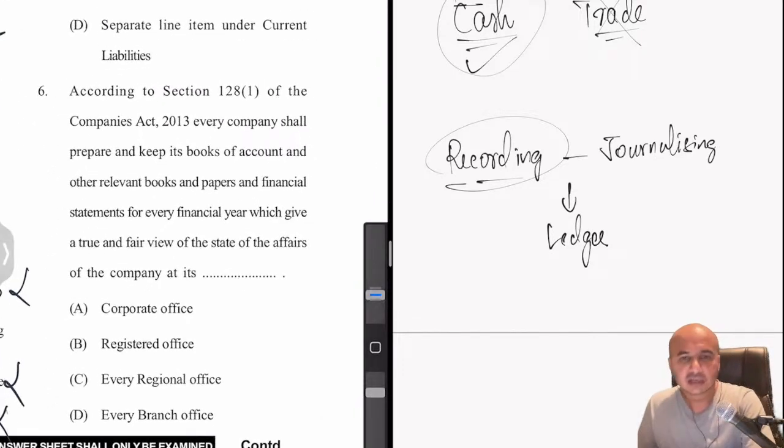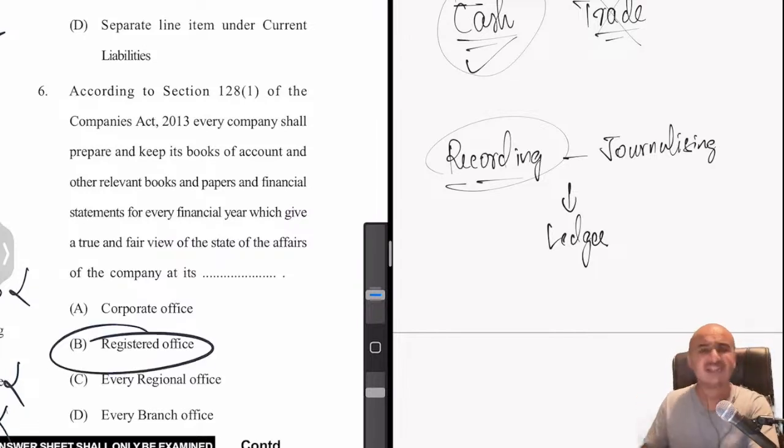Anyway, let's move on. According to section 128(1) of the Companies Act 2013, every company shall prepare and keep its books of accounts and other relevant books and papers and financial statements for every financial year, which give a true and fair view of the state of affairs of the company, at its registered office. This is actually very easy. Every company is supposed to keep the books at its registered office. So if someone, a shareholder let's say, wants to know, they can come to the registered office, give the notice and have a look at the books.